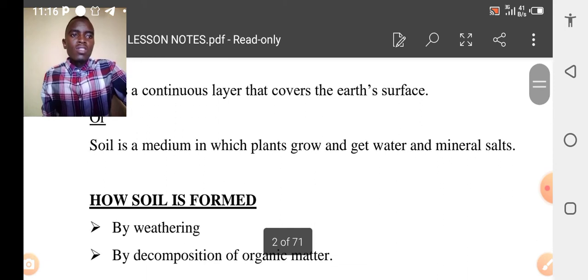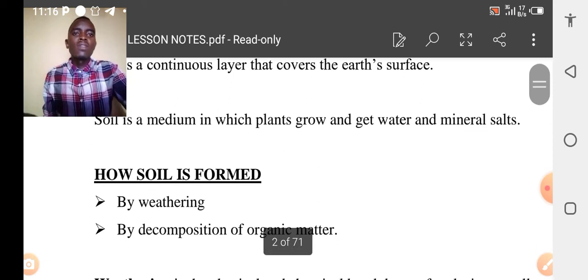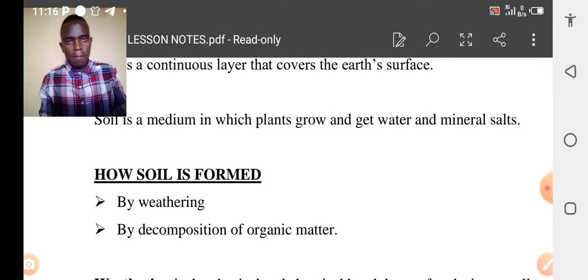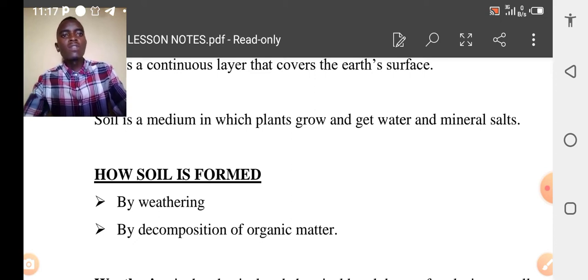So as we continue, we have how soil is formed. You can ask yourself how soil is formed by weathering. I think everyone here knows weathering. If weathering happens, the soil is what? Formed by decomposition of organic matter.